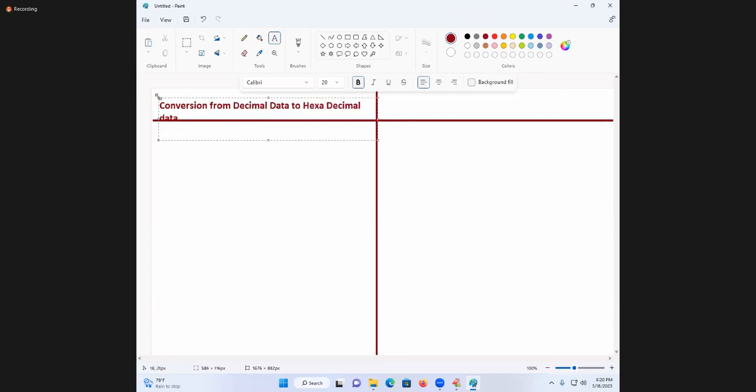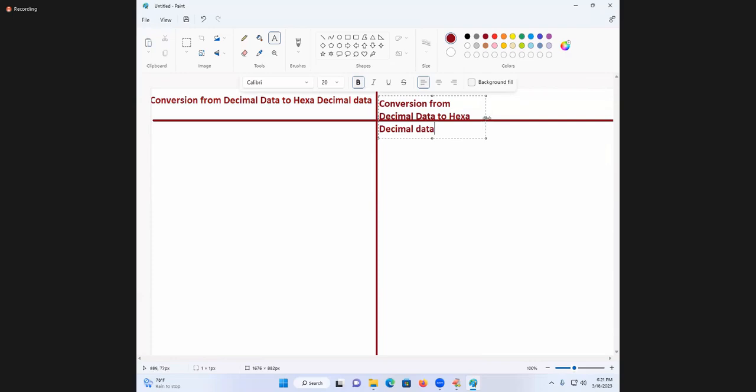Coming back to hexadecimal data, in a similar manner I will take the opposite. So what is it now? Hexadecimal to decimal. Okay. So I will tell you about these types of conversions now.